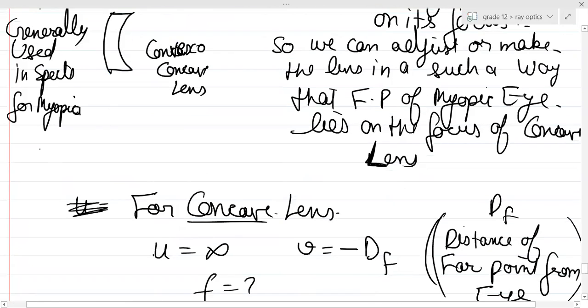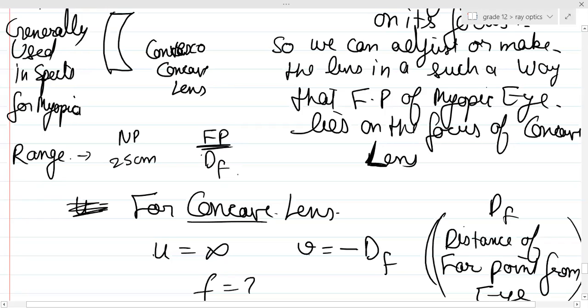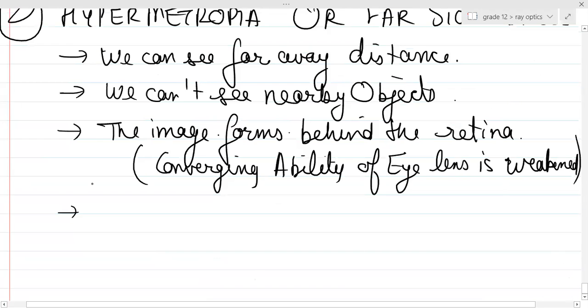I forgot to tell you about the range in the case of myopia. Please remember, the range in the case of myopia is from where to where? The near point is basically the 25 centimeter, which is the least distance of distinct vision. And the far point is not infinity. The far point is till df. I'll come back to this later on. So anyways, similarly, the range of vision.